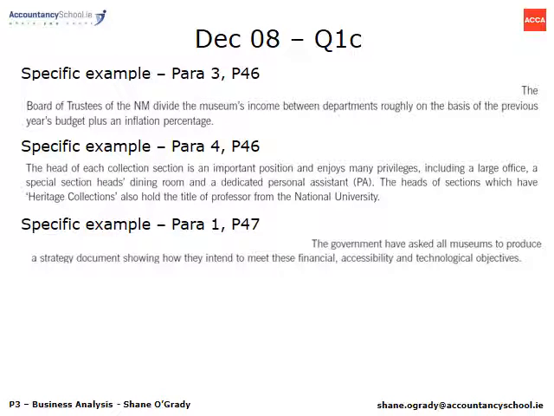Okay, on page 47 then, if you go on to the next page, you'll see in paragraph 1, the government have asked all museums to produce a strategy document showing how they intend to meet these financial, accessibility and technological objectives. Now, the intent there could have been an awful lot clearer if the narrative had said that this is the first time they'd been asked to do this. So, this organisation, really, to drive home the fact that they never really looked at strategy through a design lens, they had never previously been required to produce this type of a strategy document.